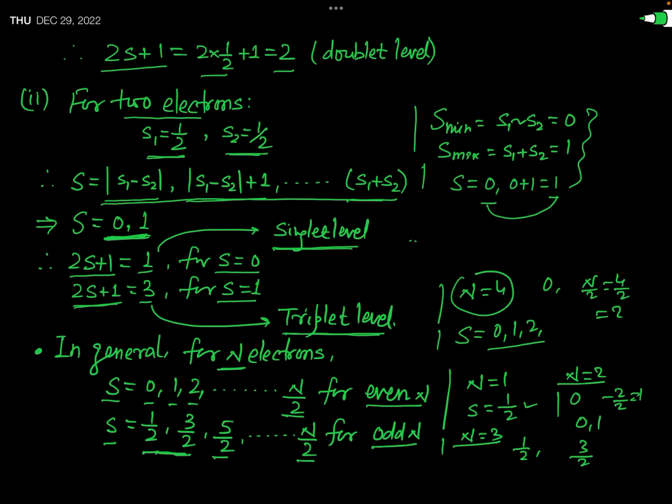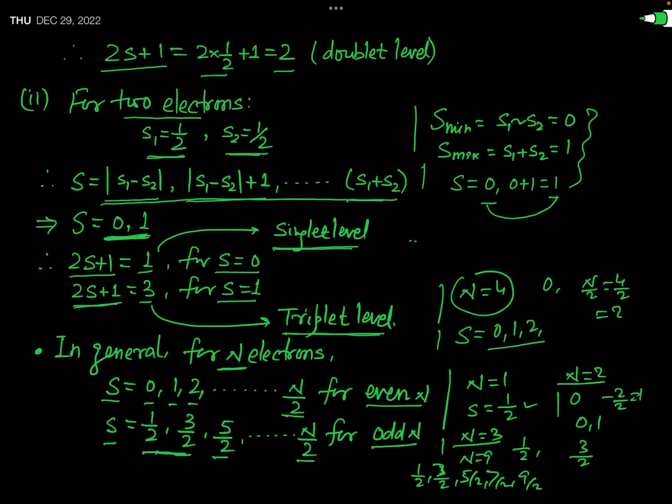Okay. And if, let us say, n is equal to 9, then what will be the value of S? This will be 1/2, 3/2, 5/2, 7/2, and 9/2. These are the values of S. So I think you have understood. In general, if there are n electrons, then what will be the values of S?